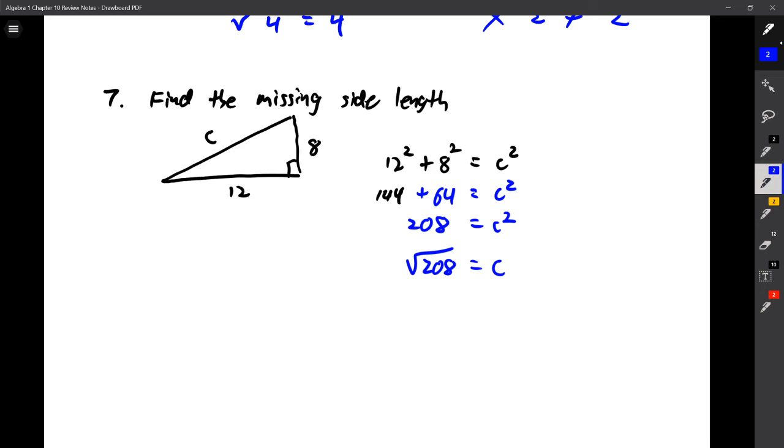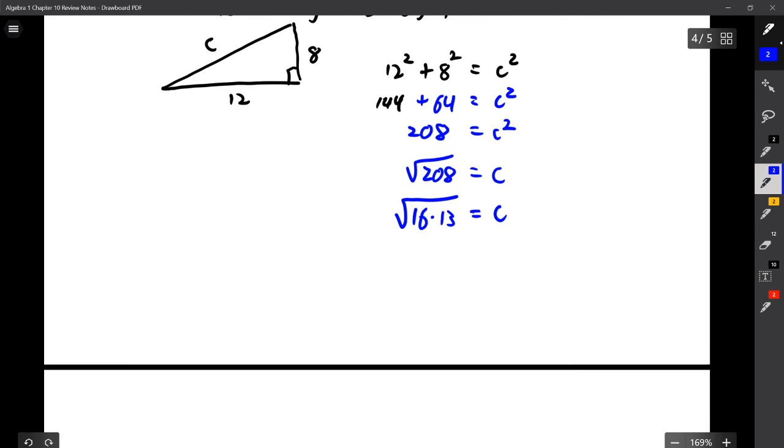208 I can divide by 4 and I get 52. So that's the same thing as, let's see, can I divide by 4 again? Yes, I can. So this is the same thing as 16 times 13. So a square root of 16 inside becomes a 4 outside. So this is 4 root 13. That's C. And this is approximately 4 times the square root of 13.